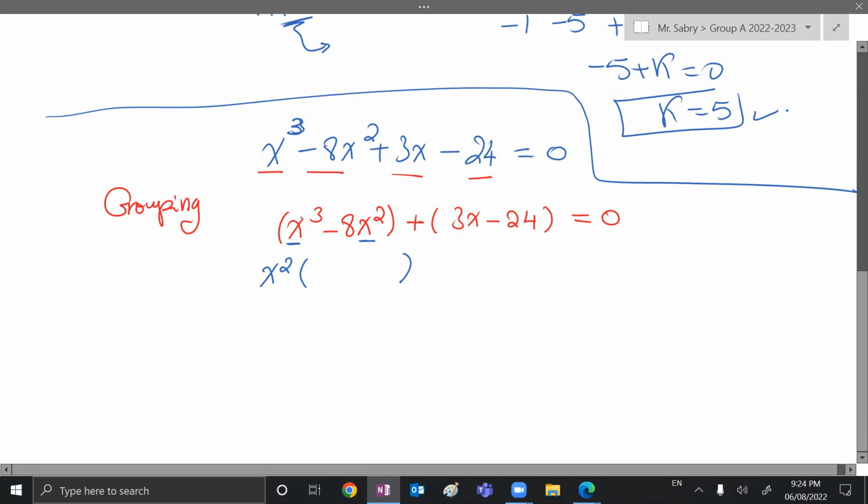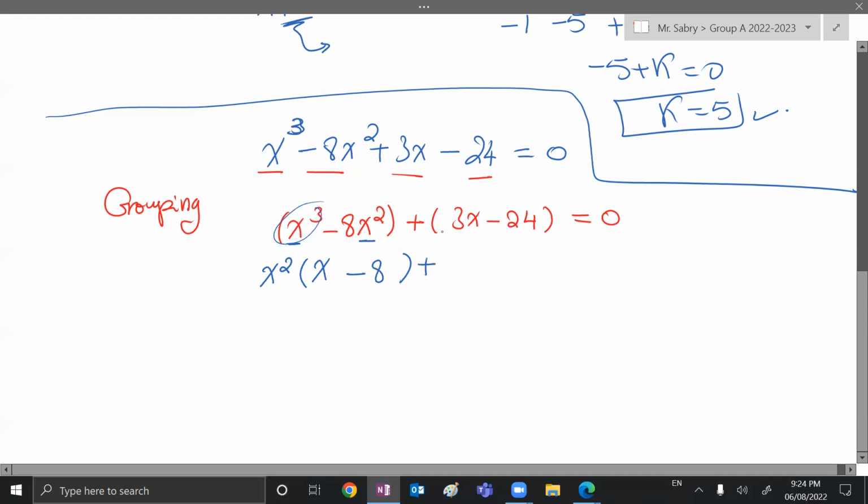Okay, what happens next? From the x power 3 I took x power 2. The remaining is just 1x. They were x power 3, I took 2 from it, so 1x only remains. And this one was negative 8x power 2, I took x power 2 from it, leaving negative 8. This is the first part.